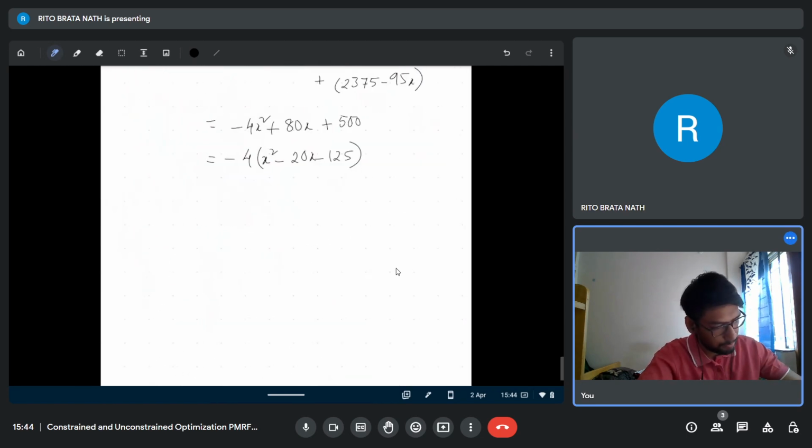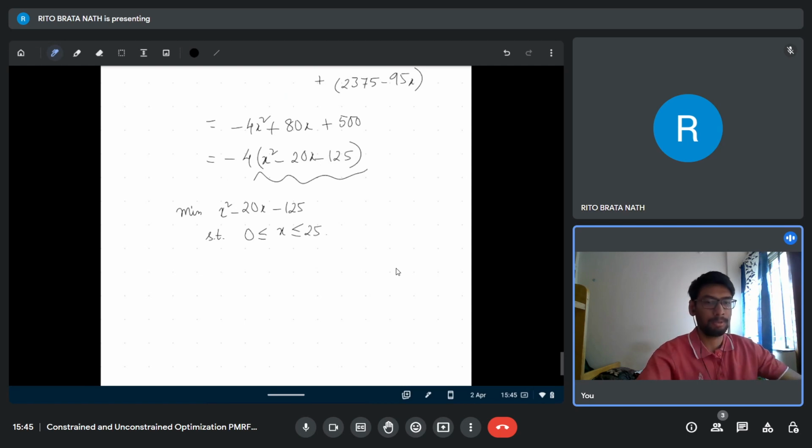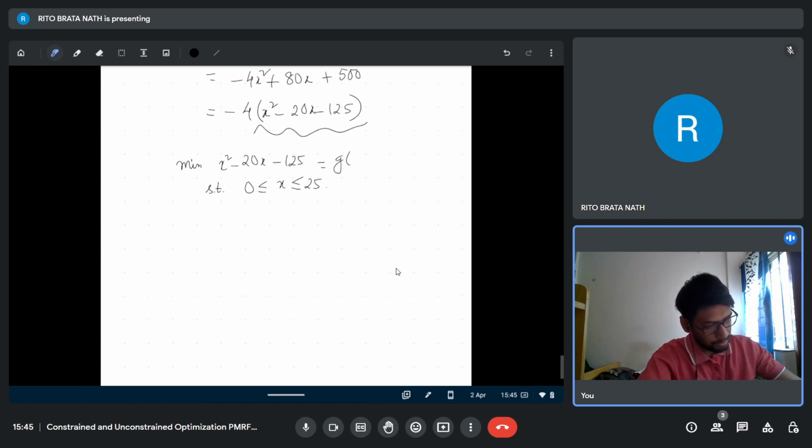So this part you can take. So min of x square minus 20x minus 125 subjected to 0 less than equals x less than equals 25. So this is the new optimization problem that you have to solve, and suppose this is g(x).